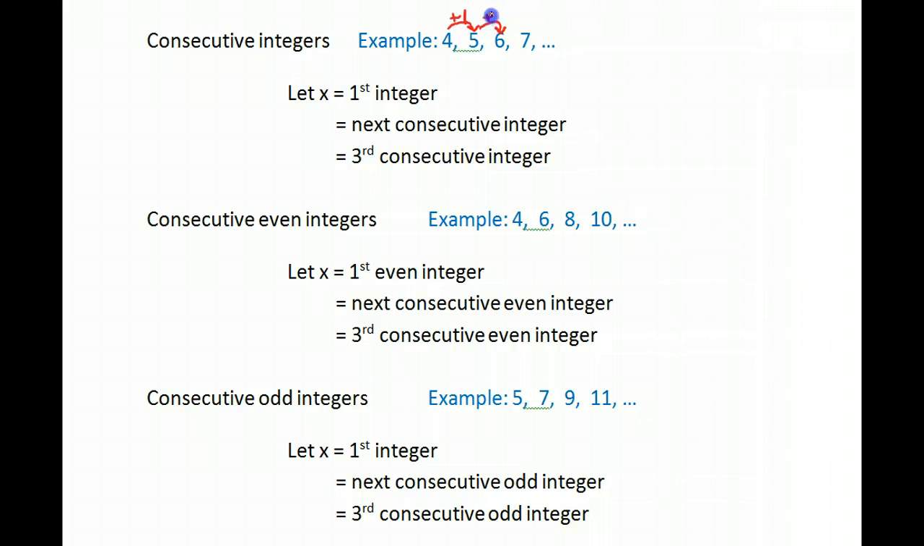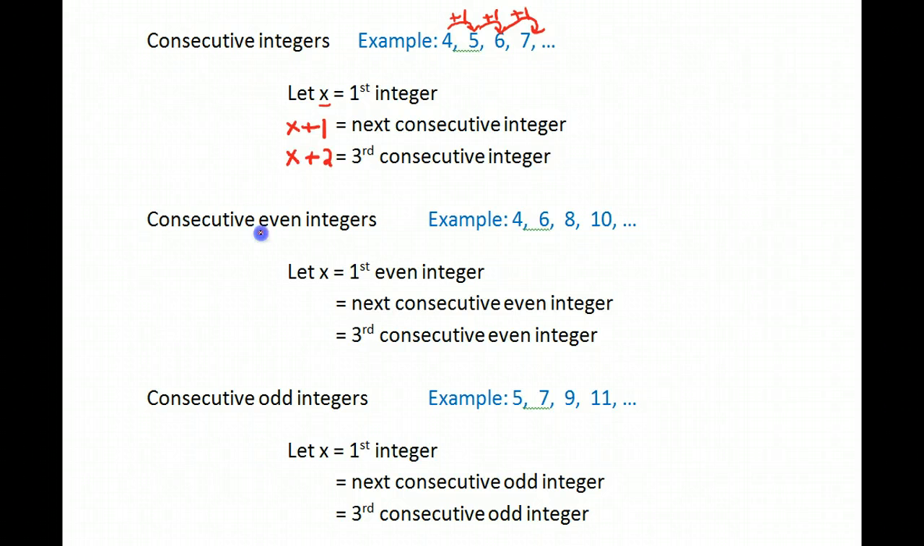How do I get from this number to this number? I add 1 again. How do I get from 6 to 7? I add 1 again. So every time I go from one consecutive integer to the next, I add 1. So if x is my first integer, my next integer would be x plus 1. And to get to the next one, I'd add another one. X plus 1 plus 1 is the same as x plus 2. If you had to do another one, it'd be x plus 3, x plus 4, and so forth.